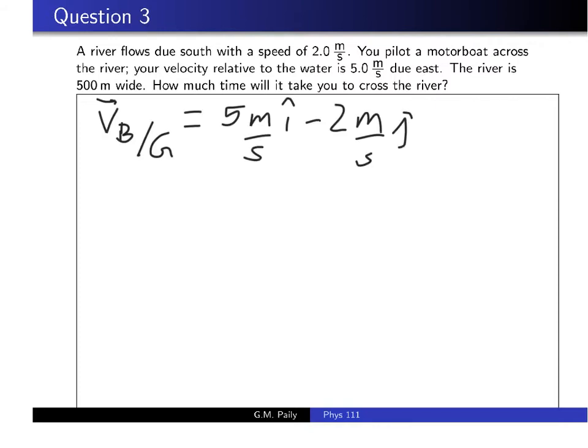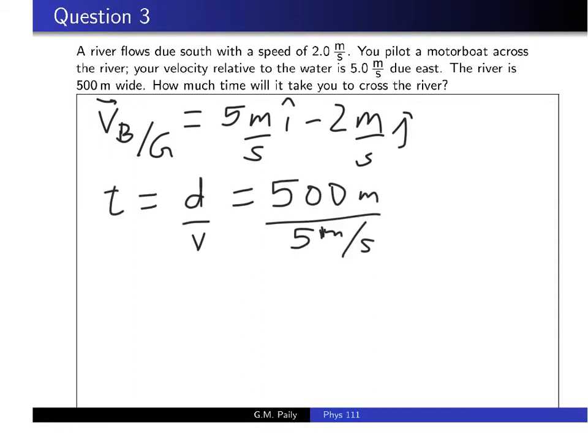Here is our velocity with respect to the ground, and we see that the component of the velocity in the east-west direction is 5 meters per second. So, finding the time, since there is no acceleration involved, we simply do distance divided by speed to get 500 divided by 5, which is 100 seconds.